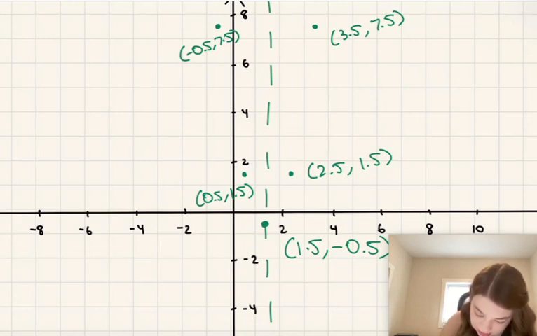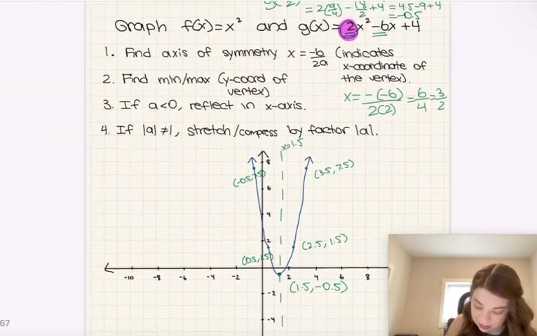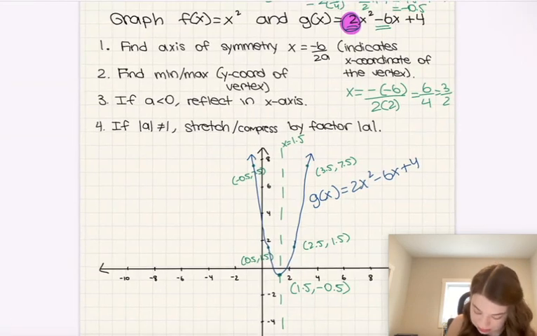Actually, I'll connect them with a different color here. And there we go. So now we have our g of x function. So this is g of x is equal to 2x squared minus 6x plus 4. Oh, and I guess I never did graph the original function, the f of x equals x squared. So I will do that now. There we go. And there we have it.